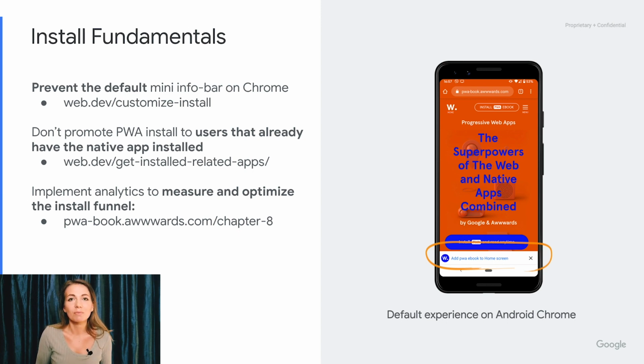You can check out the web.dev resources here on the slide to learn how to technically do that. Also, as Craig has mentioned before, don't promote your PWA to users that already have the native app installed. Use the Get Installed Related Apps API to identify users who don't have the native app and show the PWA prompt only to them. You can also check out the web.dev resources here for more details. And really important, implement analytics to measure and optimize the install funnel. We have a whole chapter on this in the ebook, so do go and check it out.